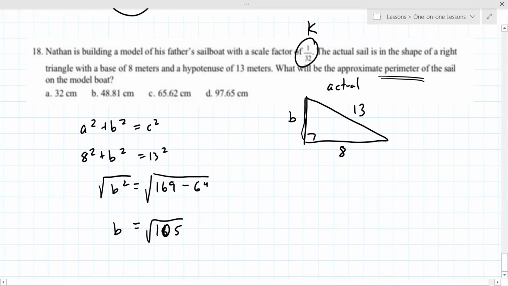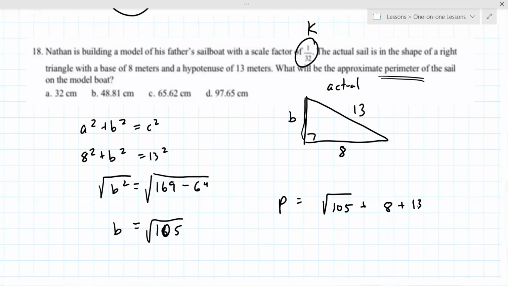So the perimeter. This has got a lot in it. We have to find the perimeter of this thing. So the perimeter of this thing is the square root of 105 plus 8 plus 13. So that's the perimeter of the actual boat. The model though is 1/32 of this. So once you get this number, whatever this number is, we're going to multiply it by 1/32. And that should give us one of the numbers in the answer key.